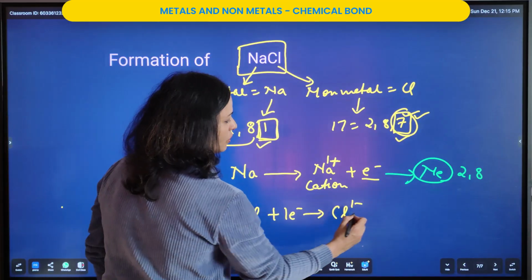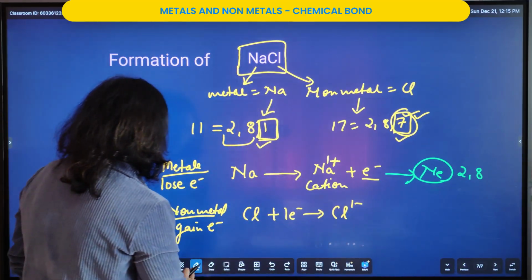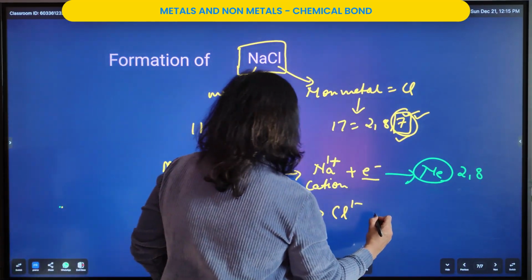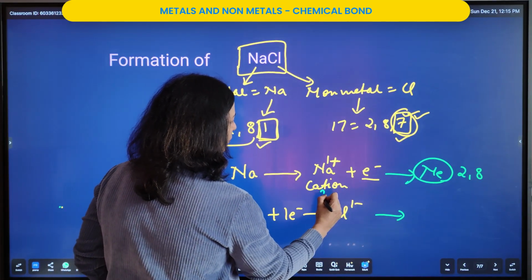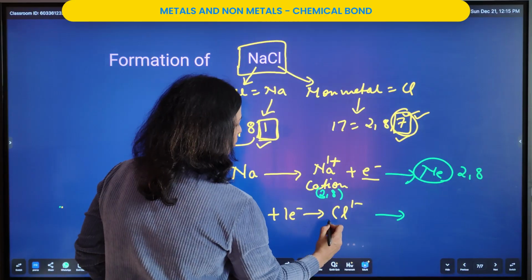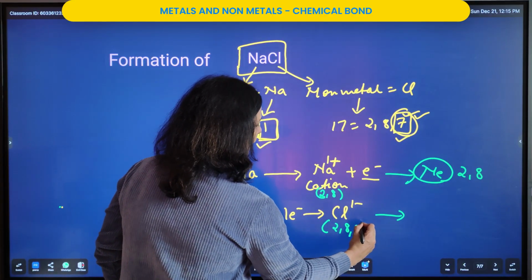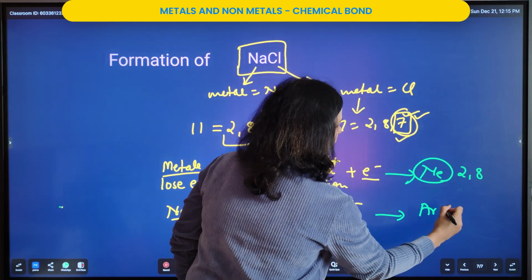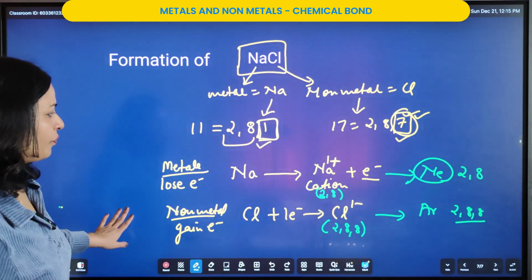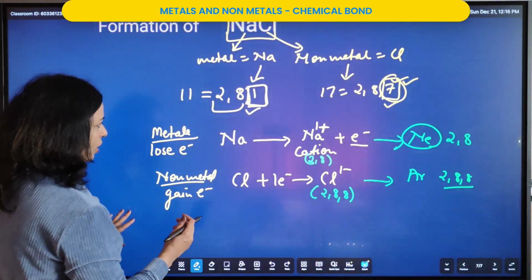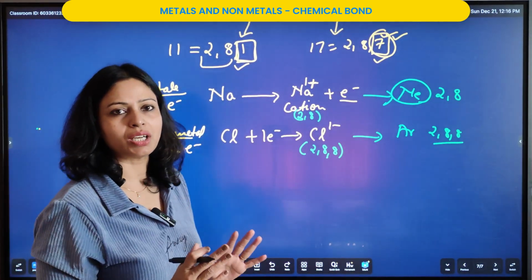So here, chlorine is gaining 1 electron and it will get a negative charge. Now sodium plus has configuration 2,8. Chlorine will get the configuration 2,8,8, which is the argon configuration. Okay, so that's how they attain stability. So that's how the bond is formed between two oppositely charged ions.